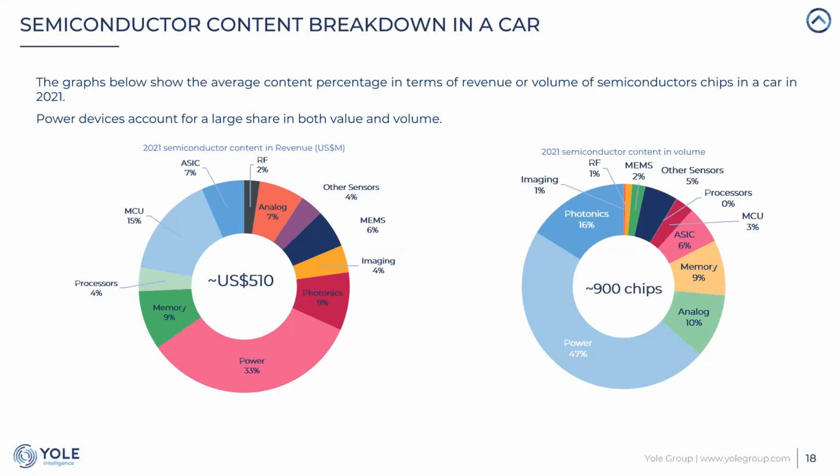Here, the graph shows the average content percentage in terms of revenue on volume of semiconductor chips in a car for 2021. As I said previously, in 2021, the semiconductor value in a car was more than $500. Most of the value is for power devices. Then we have MCU because they are quite expensive chips. And this $510 is for a total of 900 chips, mostly power devices for battery management, power engine management, and so on.